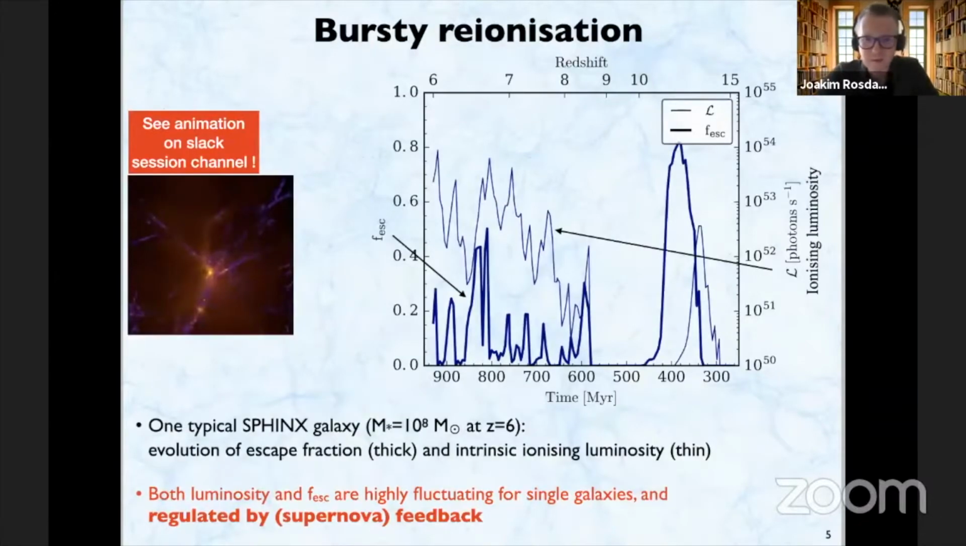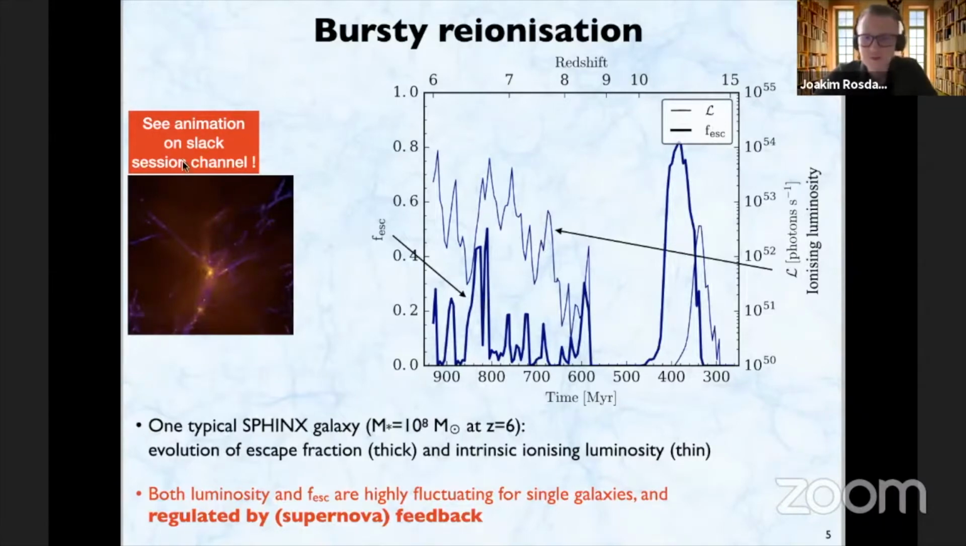I just want to emphasize, as has been emphasized in a few talks already, that reionization is bursty and kind of flashy in those simulations. Here's an example of a galaxy, just one typical galaxy in SPHINX. You see the escape fraction in thick and ionizing luminosity in thin, which basically represents the star formation rate, which is very fluctuating. And the escape fraction kind of follows the fluctuations in star formation because the escape fraction is really regulated by feedback in those simulations.